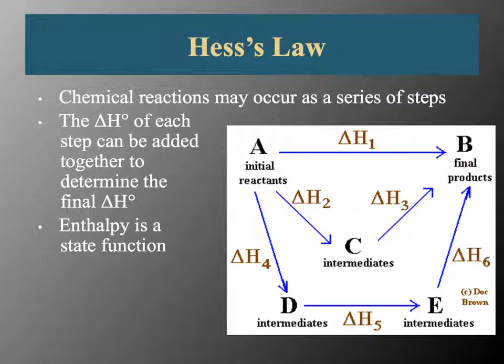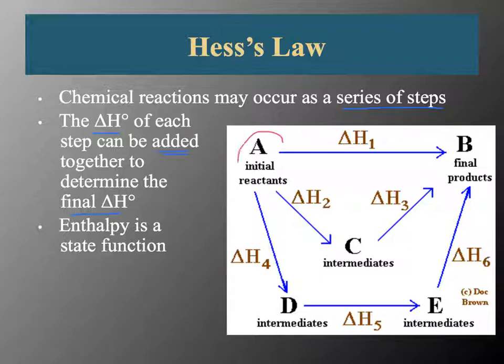Hess's law is also covered in this chapter. And with Hess's law, you have a couple of assumptions: that chemical reactions may occur as a series of steps, and that the enthalpy of formation of each step can be added together to determine the final enthalpy for the reaction. So this diagram over here on the right shows you how that works.